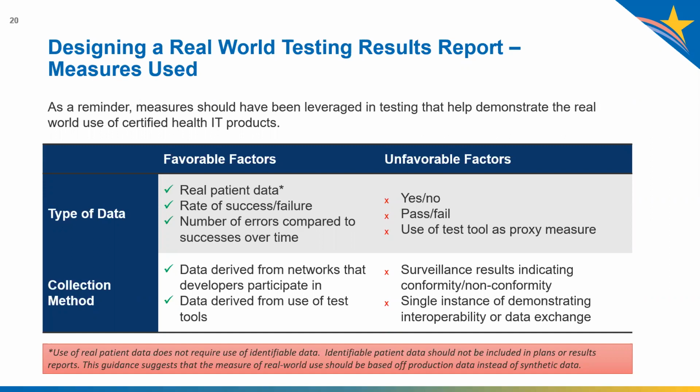And again, the use of real patient data does not require the use of identifiable data. We actually do not recommend you include any identifiable data in plans or results reports. The guidance to use real patient data just suggests that the measure of real world use should be based off of production data instead of synthetic data. All right, so this is just a reminder that as you're developing your results reports, you make sure that you're not sticking in there unfavorable factors.